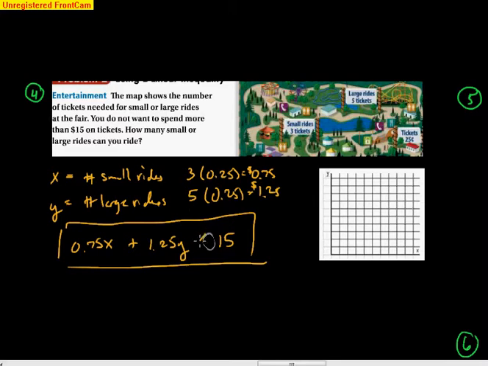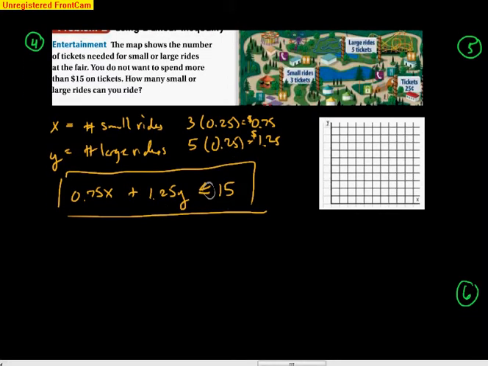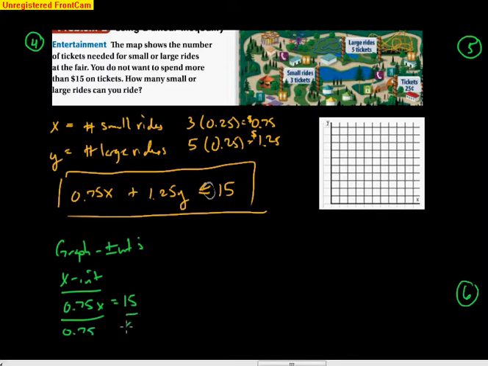Less than or equal to. And now we must graph this. And to graph this, we're going to use the intercepts. So, graph by intercepts. Notice x and y are on the same side, so we're going to find the intercepts. First, to find the x-intercept, we need to find x, so ignore y. 0.75x, and we're going to ignore the inequality and let it be equal, because I want to find the point on the axis. Divide by 0.75, x comes out to be 20.